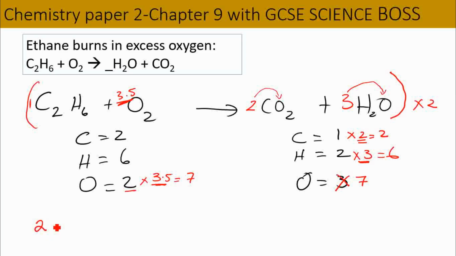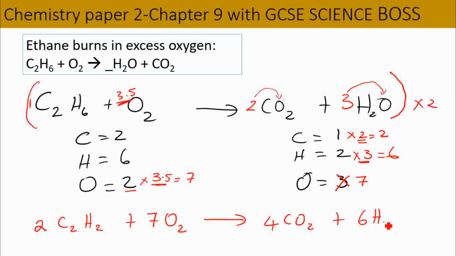So my new equation is going to look like this. I'm going to have 2 C2H6 plus 2 times 3.5, that's now going to give me 7 O2, which then gives me 2 times 2, which now gives me 4 CO2 plus 6 H2O. Let's check if it's balanced. 2 times 2 is 4. I have 4 there.